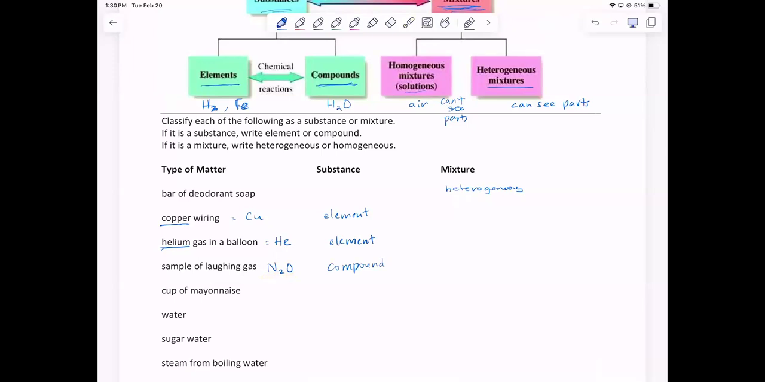A mixture is when you have two different things, completely different things that are not bonded together. But when you have two different elements, two different atoms that are bonded together, that's a compound.